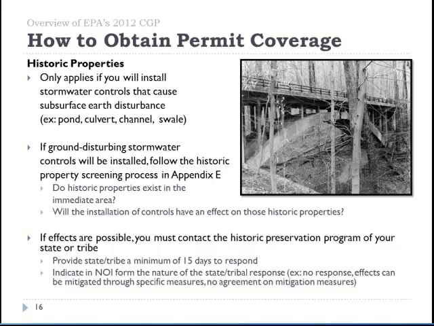And we've narrowed the focus of the requirement so that operators would only need to look into potential historic property impacts if they're installing stormwater controls such as a pond or culvert or channel that cause subsurface earth disturbance. If that's the case, you would follow the screening process in Appendix E, which asks, among other things, will the installation of controls have an effect on those historic properties?